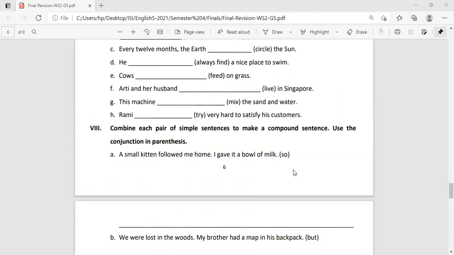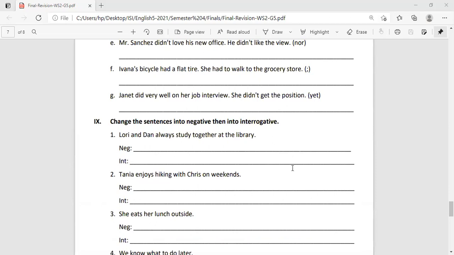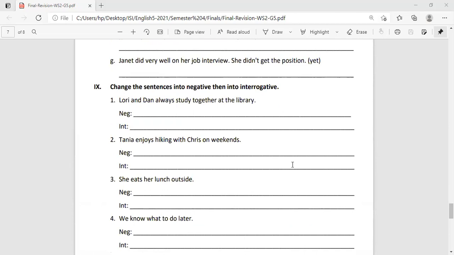I'm going to leave the compound sentences till the end. Now let's move to change the sentences into negative, then into interrogative. You still remember what we should use to change the sentences into negative in the simple present tense? What helping verb do you want to use? We put do not, or don't, does not, doesn't. Do not for the plural subject and doesn't for the singular subject. And notice something, when I use does not, I have to remove the s from the verb, okay? Because does takes the s.